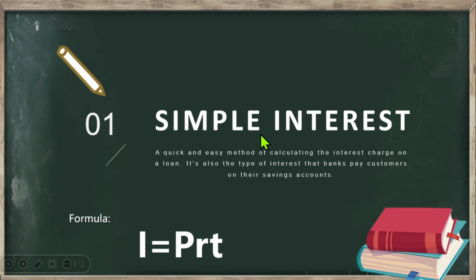So what is simple interest? This is a quick and easy method of calculating the interest charged on a loan. It's also the type of interest that banks pay customers on their savings accounts. Simple interest is calculated by multiplying the principal amount, rate, and the term of the loan or debt. This is also the basic and easiest idea of borrowing cost of money.